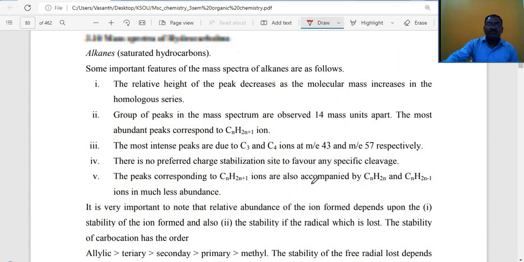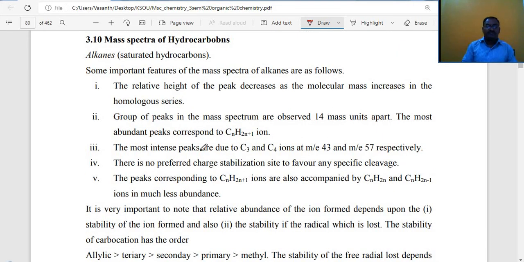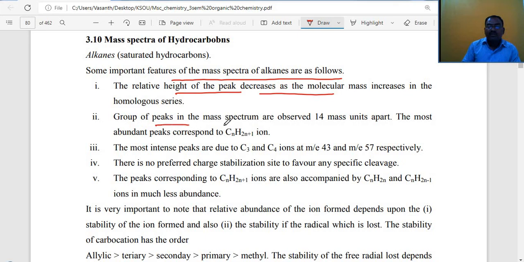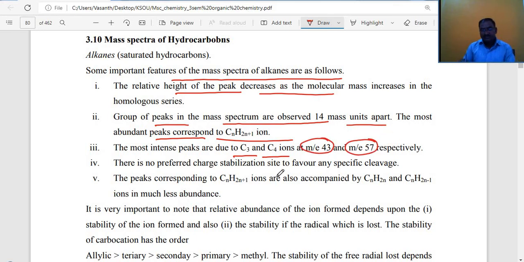What is the mass spectrum of hydrocarbons? Some important features we mention here. What are some important features of alkanes? The relative height of the molecular ion peak decreases as the molecular mass increases. The group peaks of the mass spectrum are observed 14 mass units apart. The most abundant peak corresponds to CnH2n+1. The most intense peaks are due to C3 and C4, where C3 means 43 and C4 means 57 respectively.